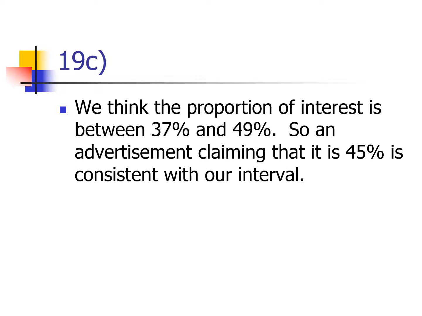Here's actually something along the lines of what I was saying. If instead somebody, or an advertisement, claimed that 45% of all 18 to 24-year-olds have an Android phone, we would not dispute that claim. Agreed? That claim is actually quite consistent with our confidence interval. We say we don't know what it is, somewhere between 37 and 49%. So if someone tells us 45%, we say, yeah, that's believable.